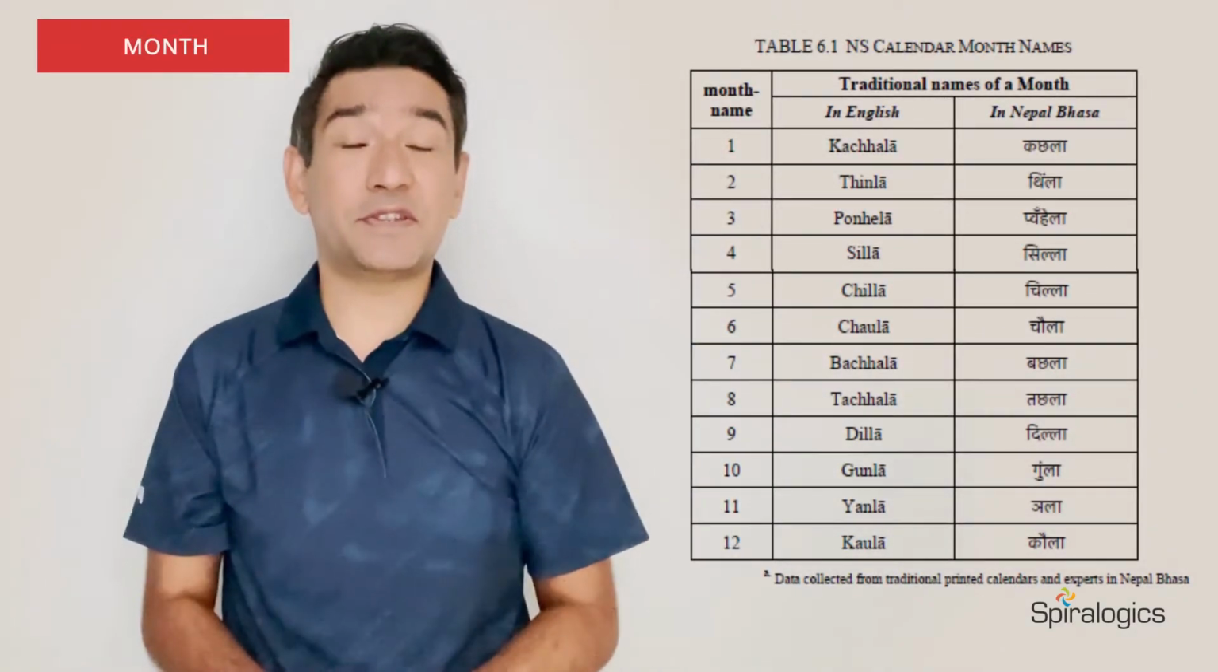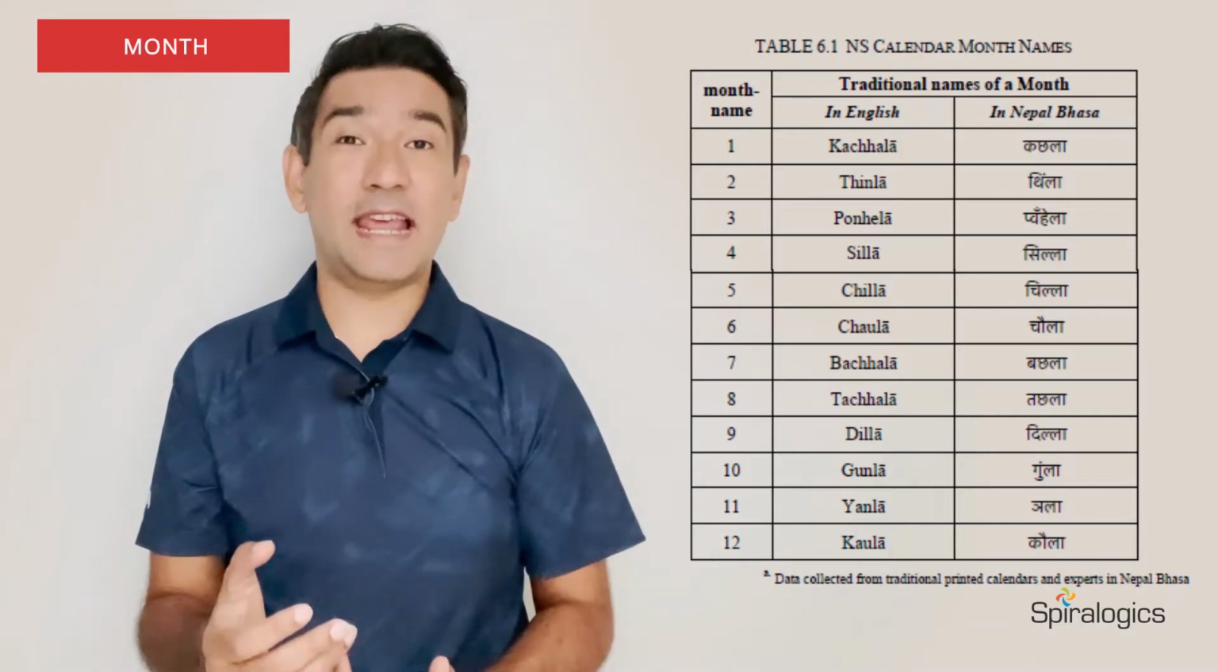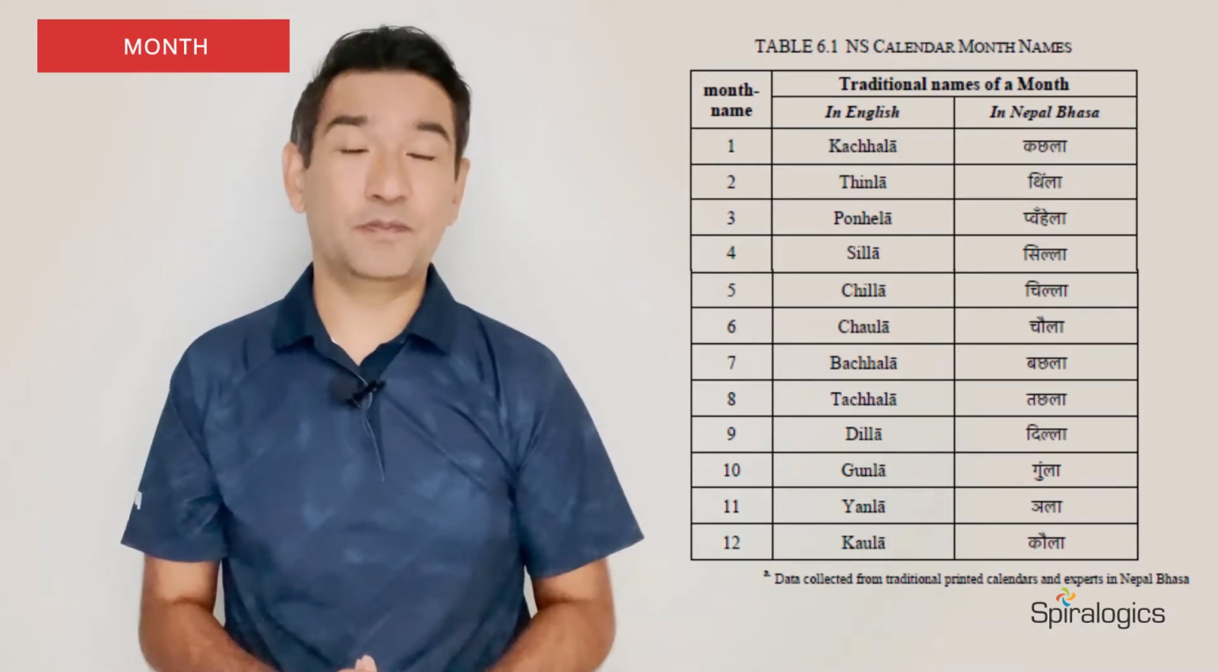Now let's move on to the months. As we discussed earlier, a month in NS calendar starts at new moon.